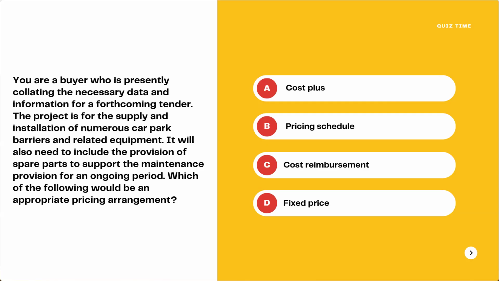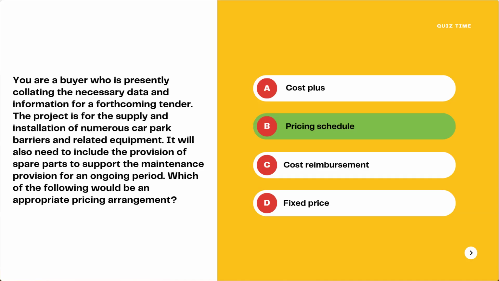Cost plus and cost reimbursement are the same. So we may use a pricing schedule or schedule of rates, and we may list the unit price for these items. The supplier may charge us based on the used items only. So the answer here is also B.